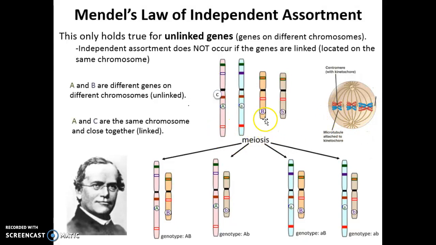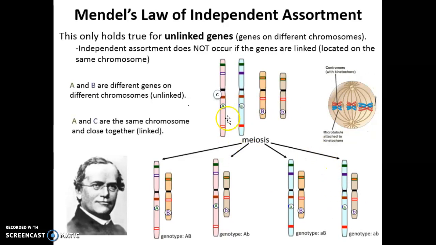So if this is chromosome 1 and chromosome 2, they can line up in different orientations during metaphase 1. So big A can be inherited with big B if they line up on the same side, or big A with little b if they line up on the same side, or little a with big B if they line up on the same side, or little a with little b if they line up on the same side, to get all these different combinations here.